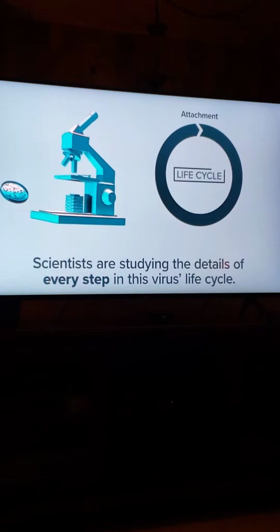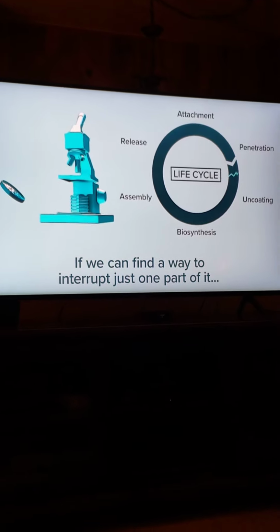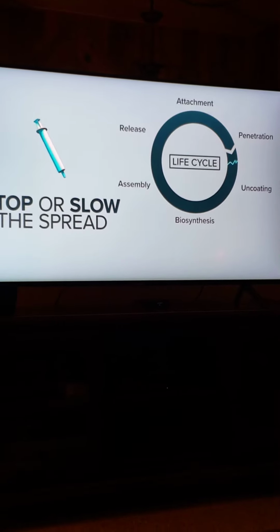Scientists are studying the details of every step in this virus's life cycle. If we can find a way to interrupt just one part of it, it could lead to a new treatment or stop or slow the spread.